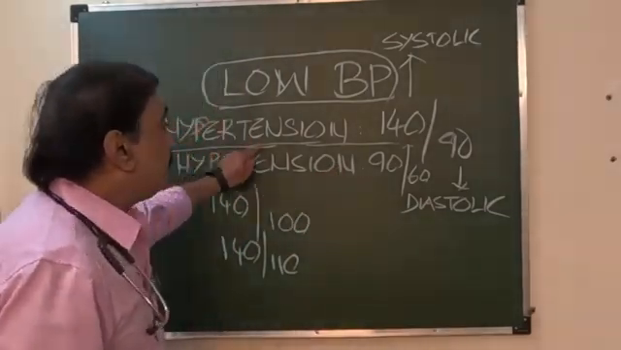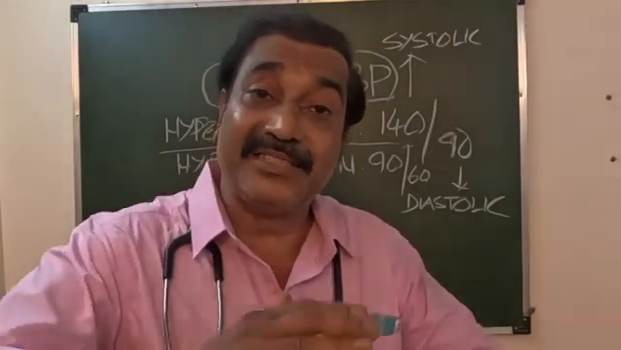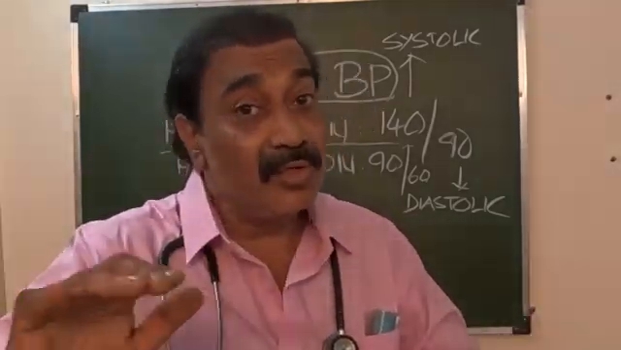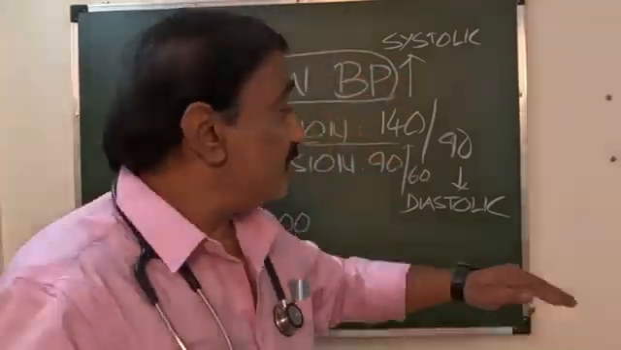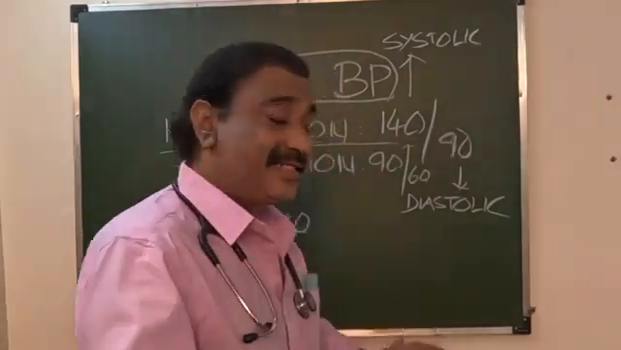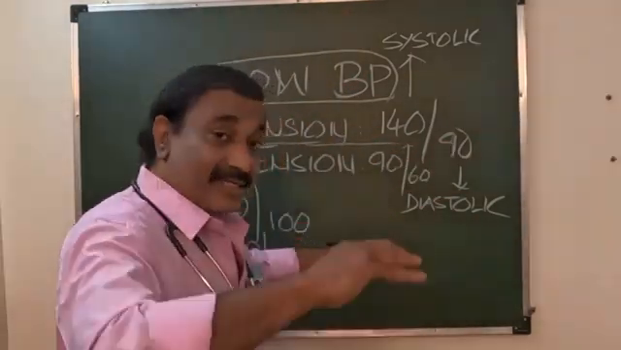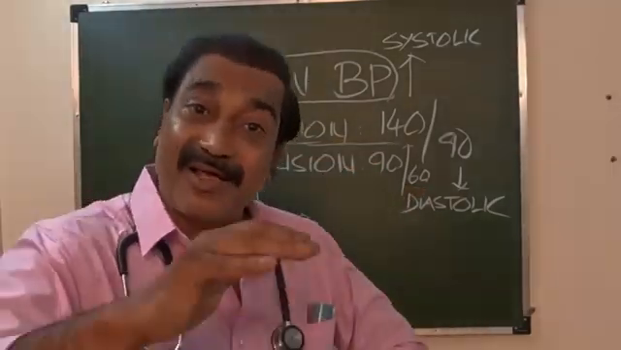Hypertension, H-Y-P-E-R, means your BP is high. Hypotension, H-Y-P-O, means your BP is low. When your BP is more than 140 by 90, we call it hypertension. When it is below 90 by 60, we call it hypotension, or low BP.